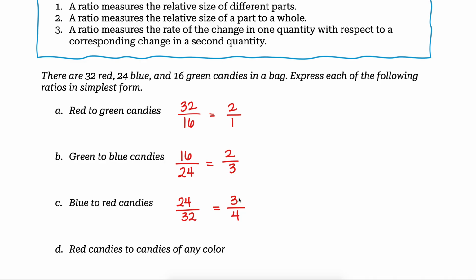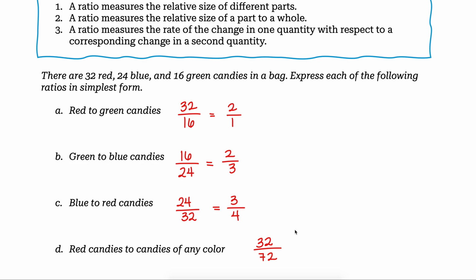The last one would like the ratio of red candies, there's 32, to candies of any color. Here we're looking at a part compared to the whole. In total, if you add 32, 24, and 16, you'll get 72 candies. So we have 32 to 72.